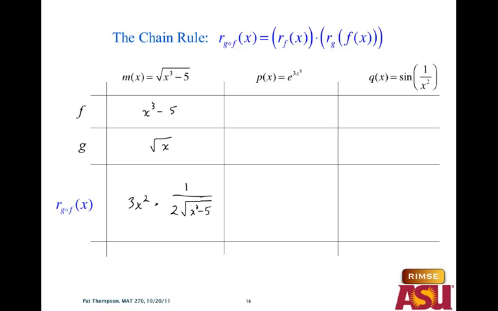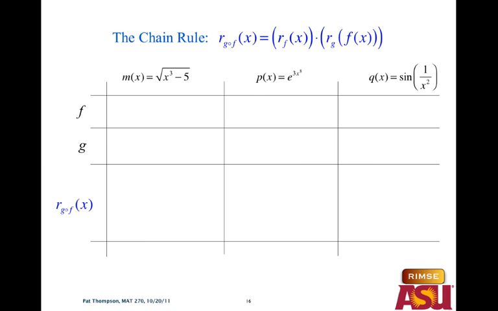So this is applying that rule that we found. This is the rate of change of the interior with respect to x, and the rate of change of the exterior, g, with respect to f. Meaning leave that interior function as it is, x cubed minus 5. You don't put 3x squared in there. You leave that interior function as it is.